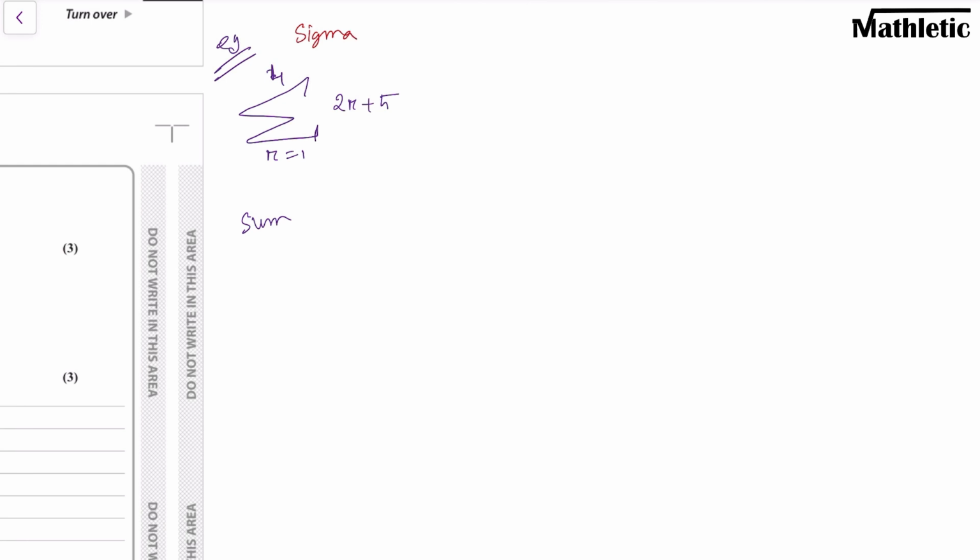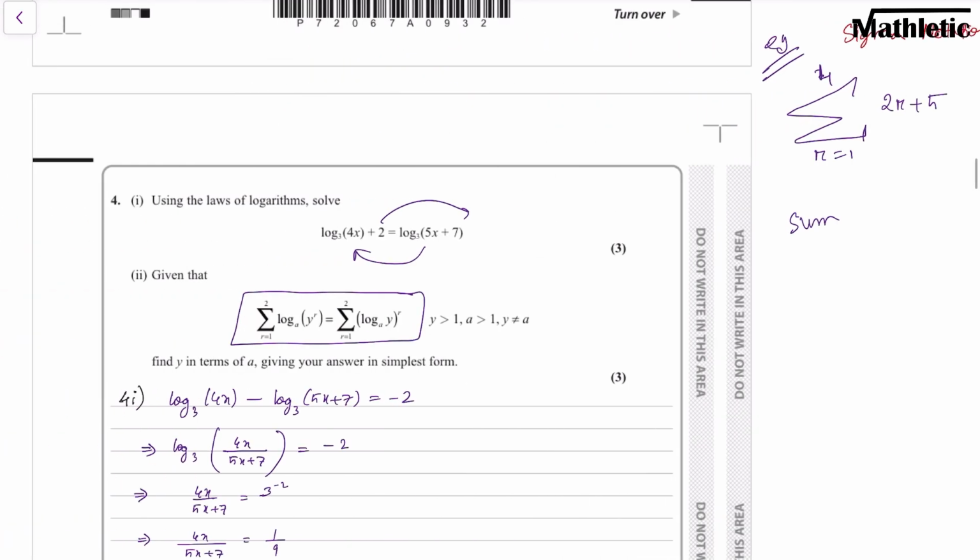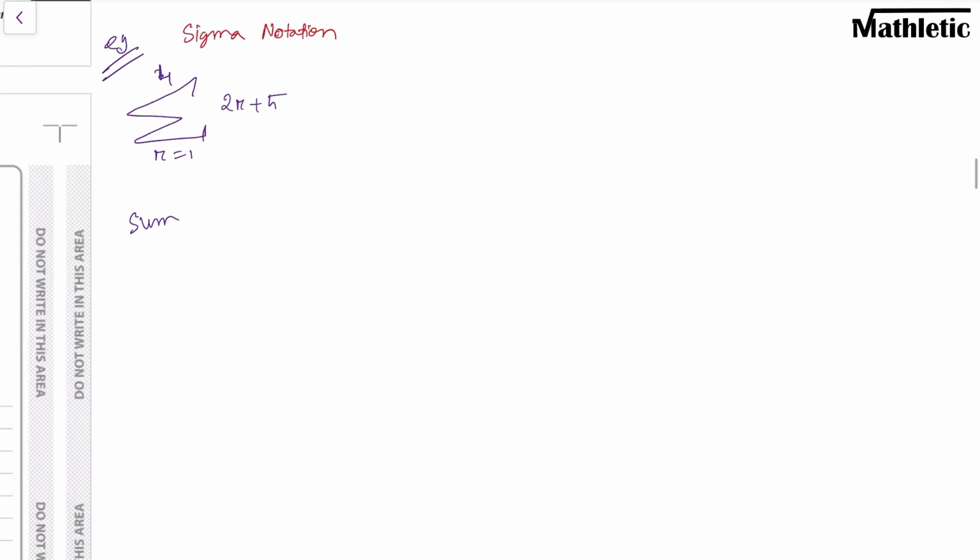Before starting part 2, I'm just explaining the sigma notation. So the thing is that this part is actually an expression for the nth term or r-th term. So r is 1.